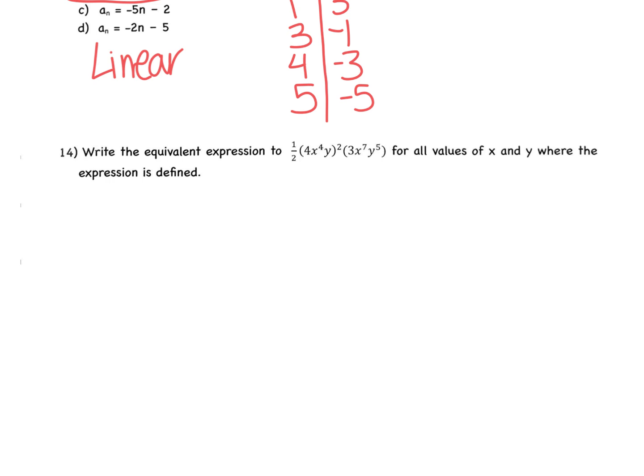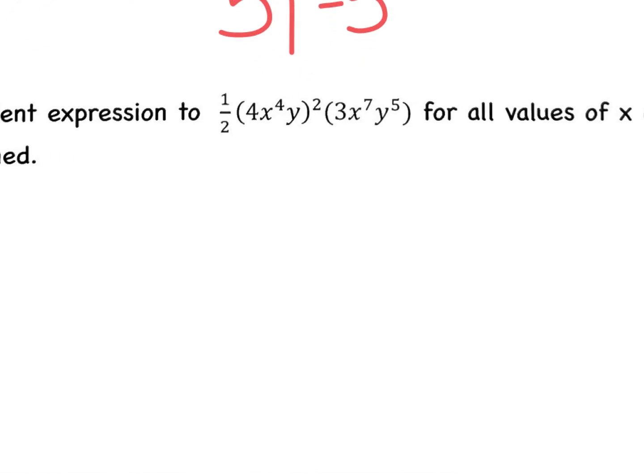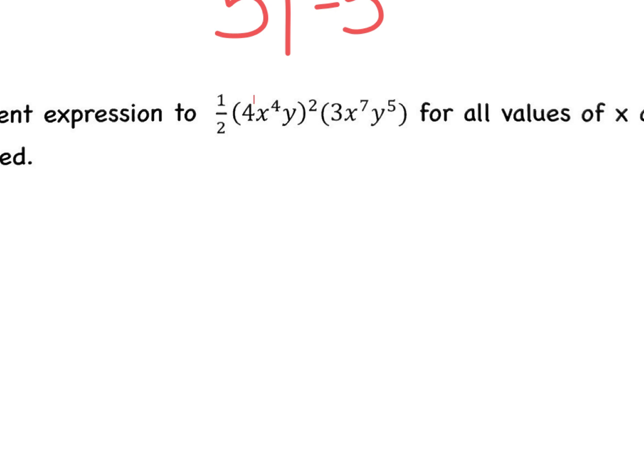Write the equivalent expression. So we're going to make sure that we put 1s when we don't have any, especially when we're needing to distribute. So always put your exponent of 1 first if you don't have it. Then we want to distribute. Now this 1/2 is outside the parentheses, so I'm just going to write it out here, because it's not being distributed to.